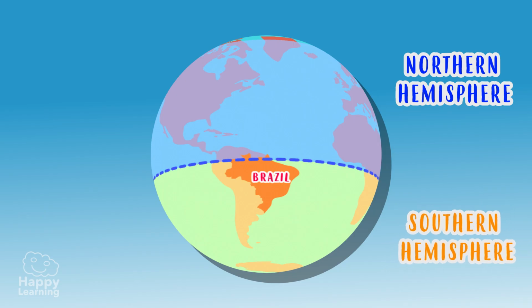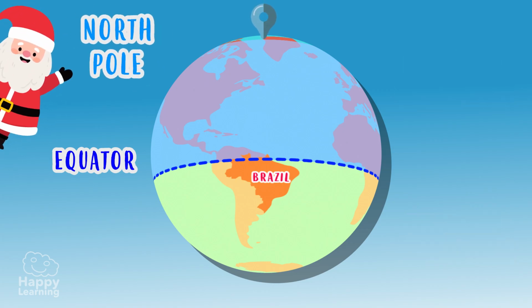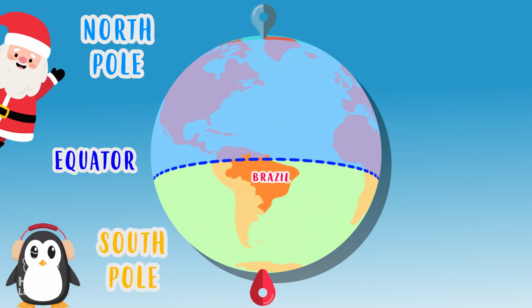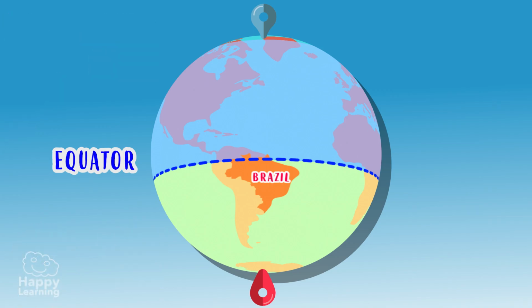We call the imaginary line that we draw to divide the Earth into two halves the equator. Sounds familiar, doesn't it? The equator line also allows us to locate the poles. The North Pole is at the top, and the South Pole is at the bottom. Easy, isn't it? In addition to the equator, we also have another imaginary line, one that joins the Northern Hemisphere with the Southern Hemisphere, passing through the center of the planet.